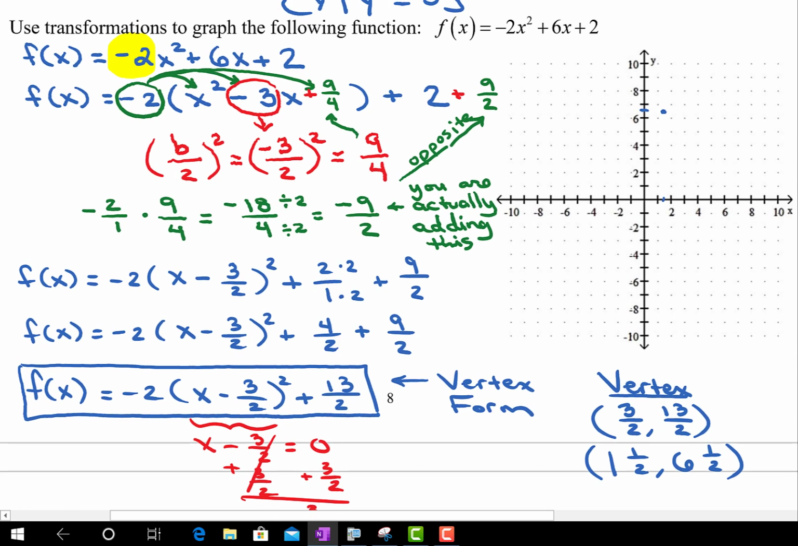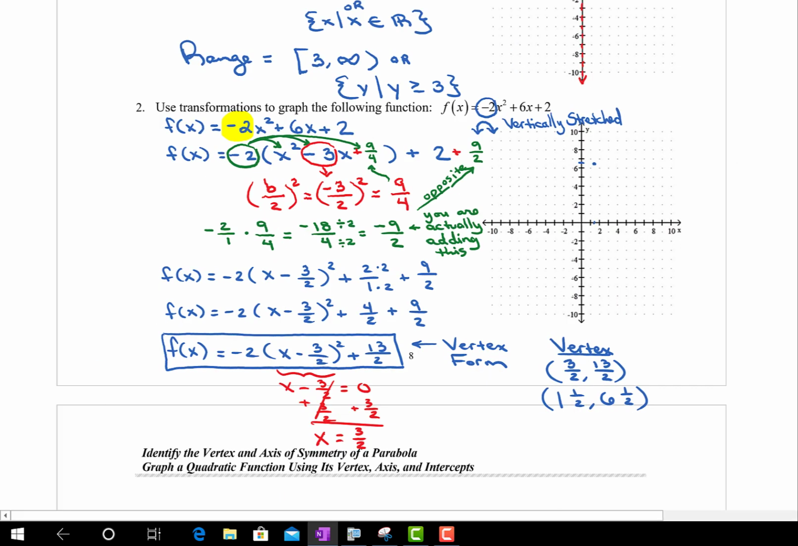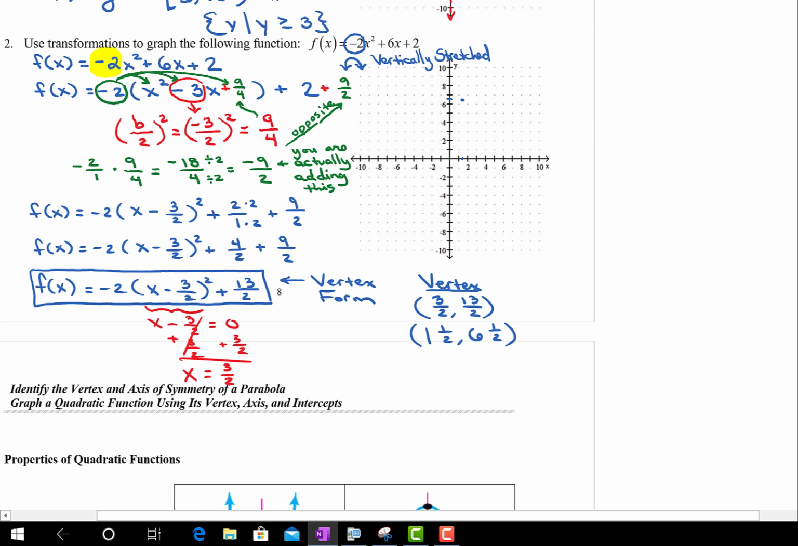And this parabola is opening downward. I would look at that -2, the a value, to see that it's opening downward because it's negative. And then because it's -2, I know it's going to get vertically stretched by a factor of 2. Let me go ahead and write this out. This parabola, if I were to compare it to the parent graph, is going to be vertically stretched by a factor of 2. And because it's negative, it's going to be reflected across the x-axis.